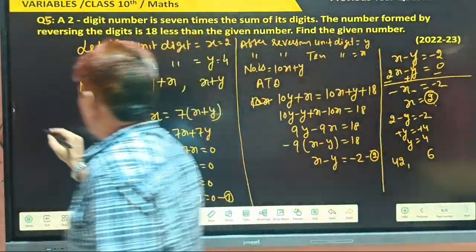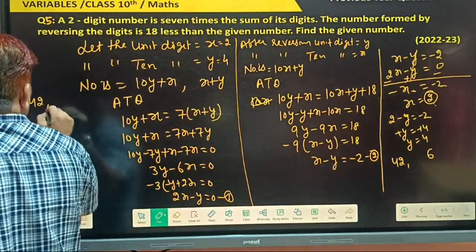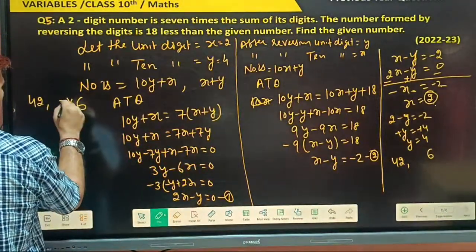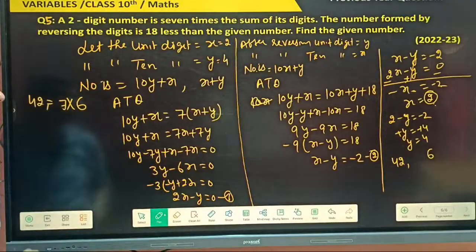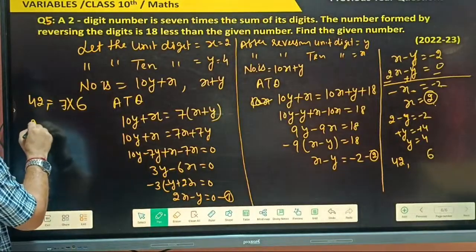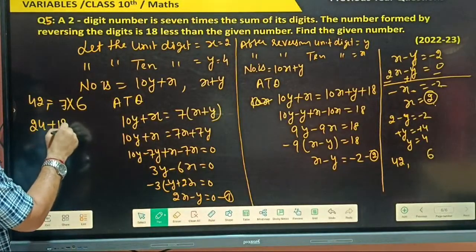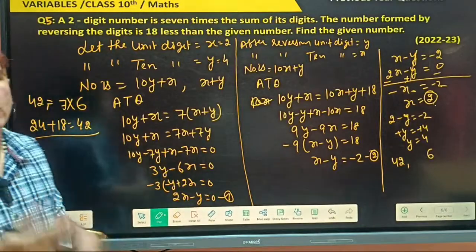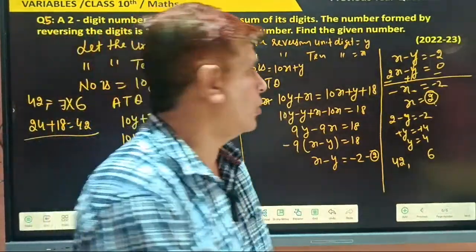So the number is how much? 42. And what's the sum of the digits? 6. And if you multiply this with 7, these become equal. Understood? After reversing, what does it become? 24. And if you add 18, it is equal to 42. This is a way of checking whether your answer is right or wrong.